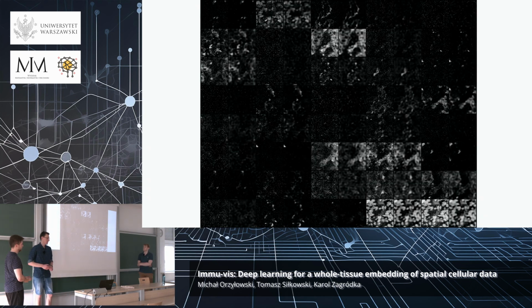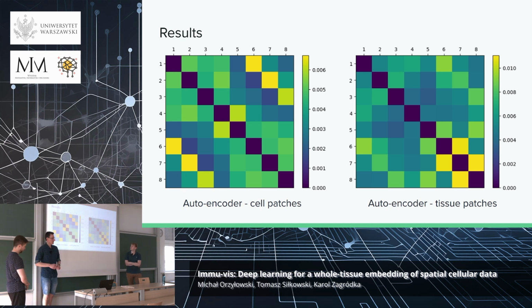Here are some examples of reconstructions generated by this autoencoder. They don't have that much detail, but they are still visually similar to the initial markers. And we also repeated the previous experiment, but on our autoencoder, or rather on the encoder part.